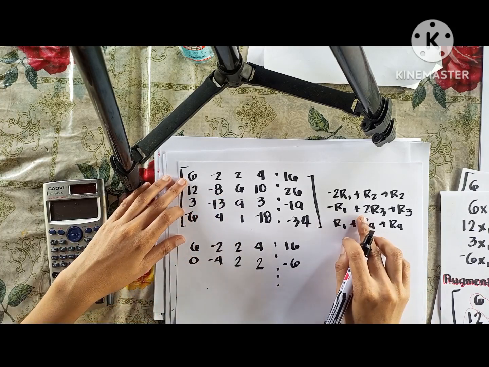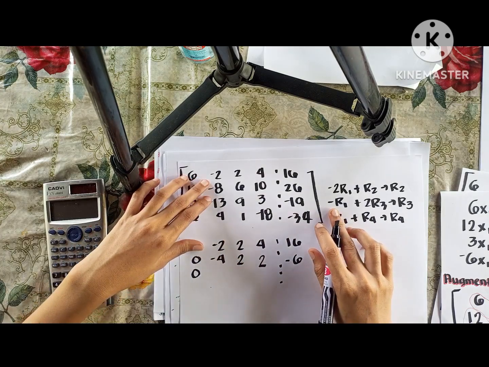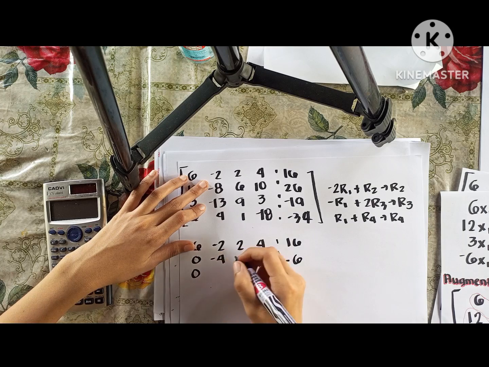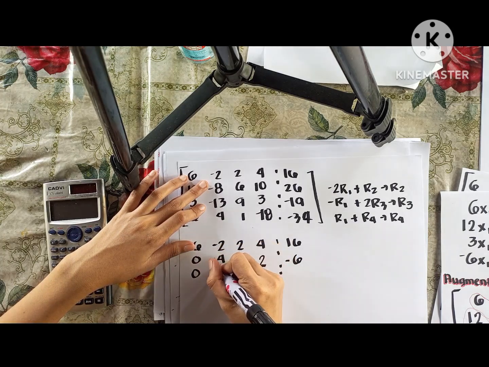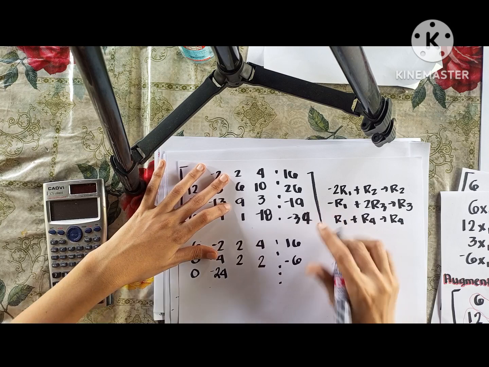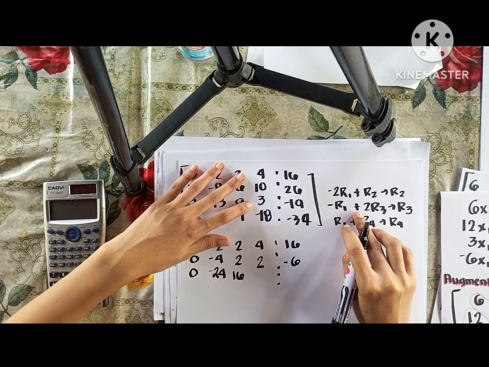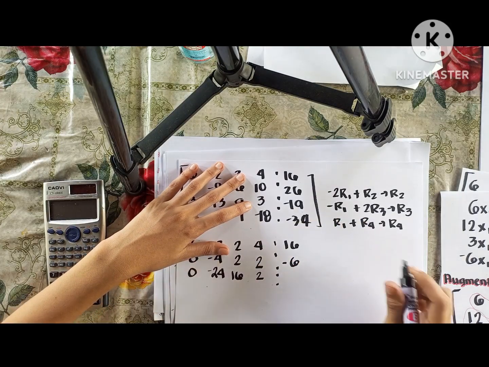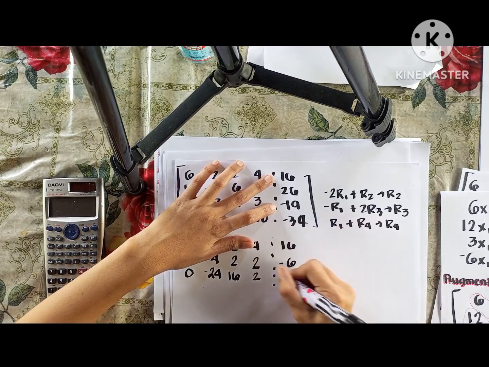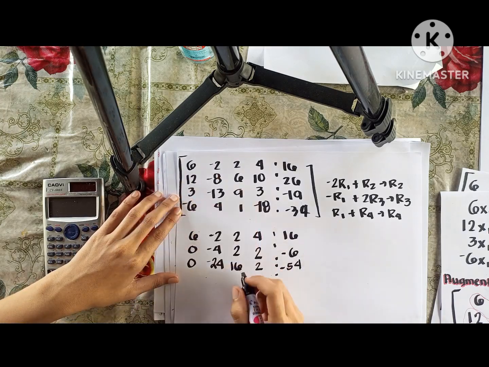Next, negative R1 plus 2R3, so 2 times 3, that is 6, so negative 6 plus 6, that is 0. Next, negative times negative 2 is positive 2 plus 2 times negative 13, that is negative 26, so we have here negative 24. Next, negative times 2, that is negative 2, plus 2 times 9, that is 18, so we have here 16. Next, negative times 4, that is negative 4, plus 2 times 3, that is 6, so we have here positive 2. Next, negative times 16, so negative 16, plus 2 times negative 19, that would be equal to negative 54.